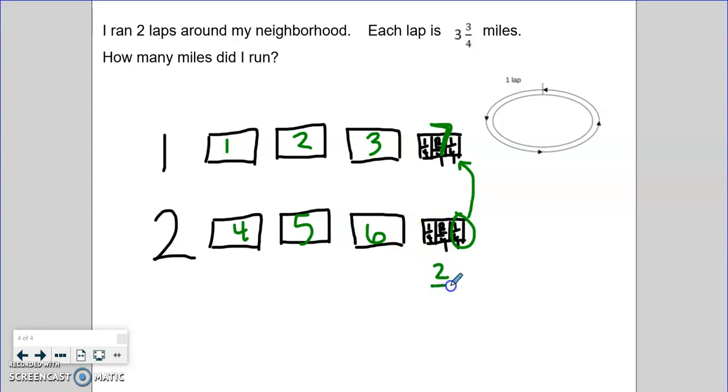And then what is this left over? What is 2/4 equal to? What can I simplify it by? I could simplify my top and my bottom by 2. That's correct. 2 divided by 2 is 1. 4 divided by 2 is 2. So my mixed number answer, and guys, you have to do mixed numbers, not decimals or that type of thing. My mixed number answer is 7 1/2 miles.